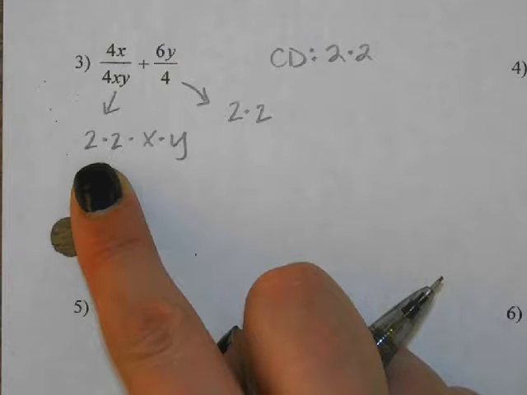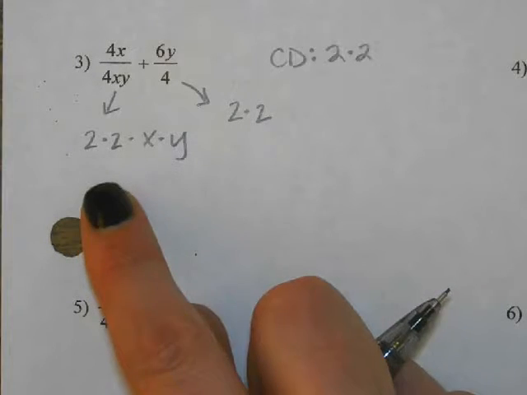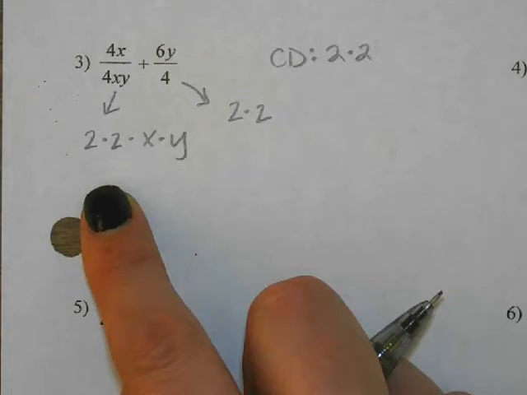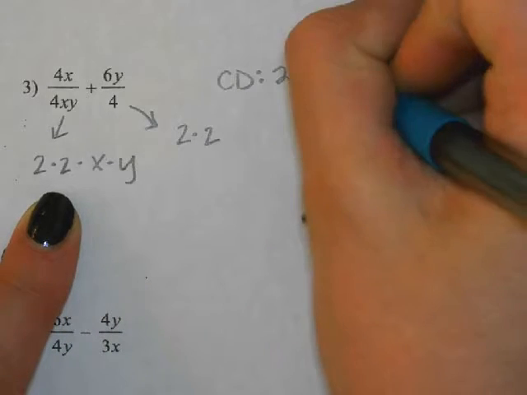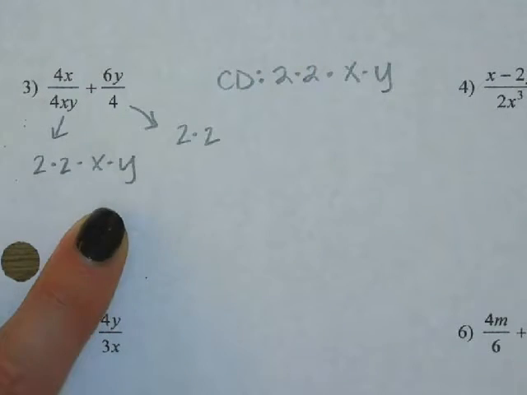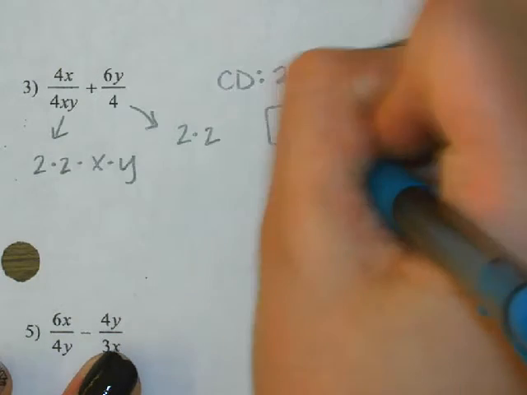If one fraction had 1 2 and another fraction had 3 2's, then I would have needed 3 2's. If one fraction had 2 2's and one fraction had 8 2's, then I would need 8. So whichever fraction has the most, that's the one that wins. Does that make sense? So here, since both of them had 2, that's all I needed. What else do I need for my common denominator? An x and a y. So what's our common denominator? 4xy. Okay.